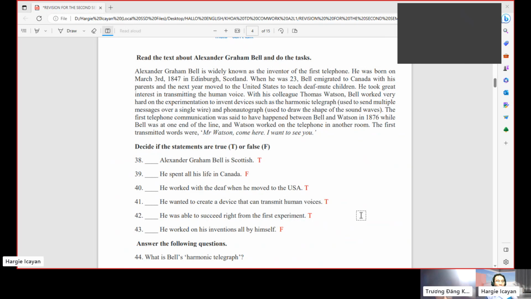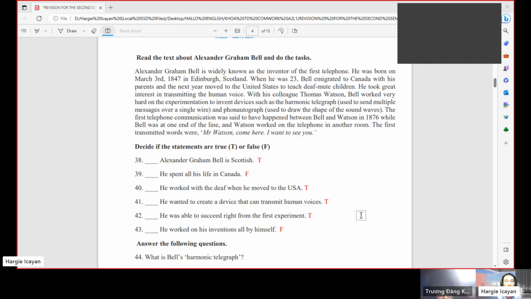He spent all his life in Canada. What's the answer? True or false? It's false. Why is it false? Because his parents moved to the United States.